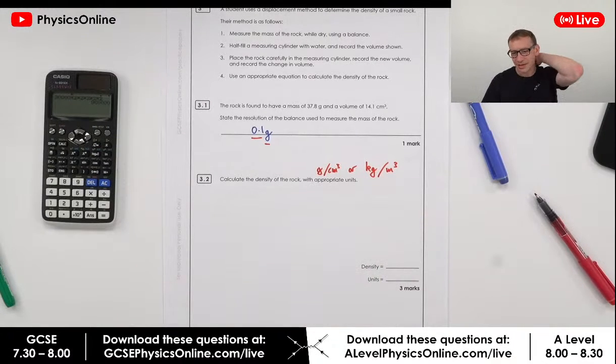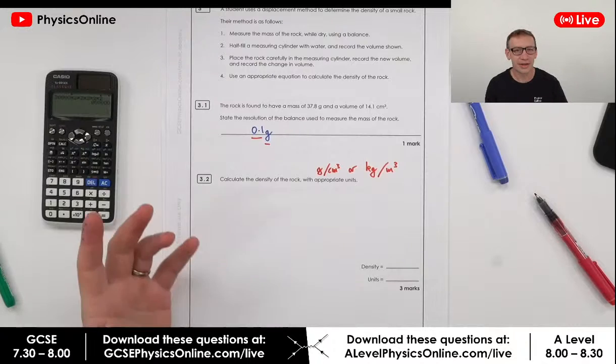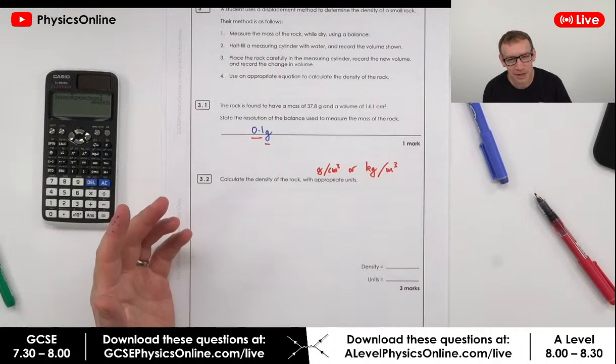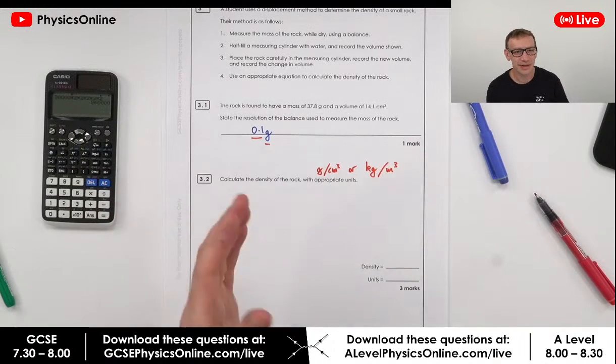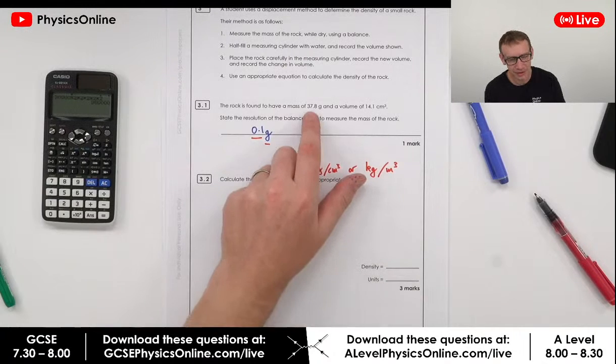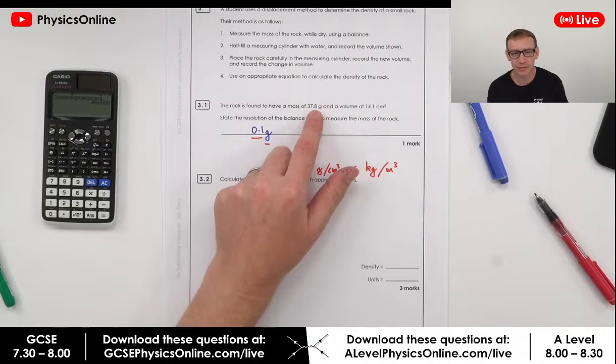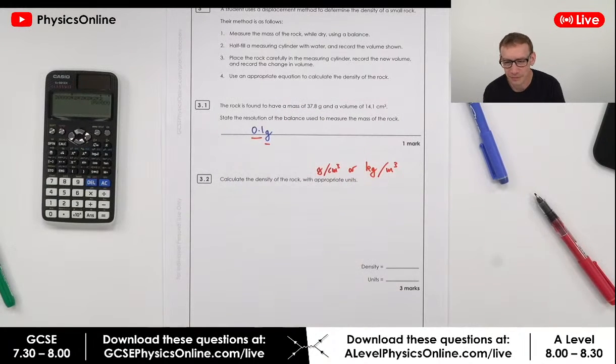Hello, how are you doing? Sometimes they say precision. Yes, they do. Some exam boards have slightly different terminology. But how precise something is tells us effectively how close we can measure to. We can measure to the nearest 0.1 of a gram with this instrument. It's like the lowest decimal place that you can get.